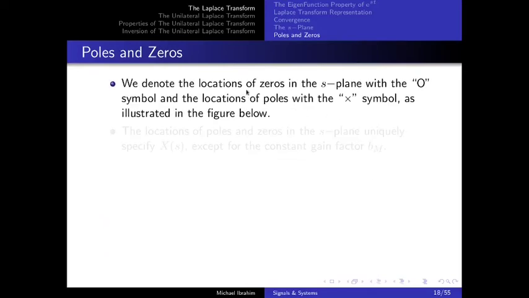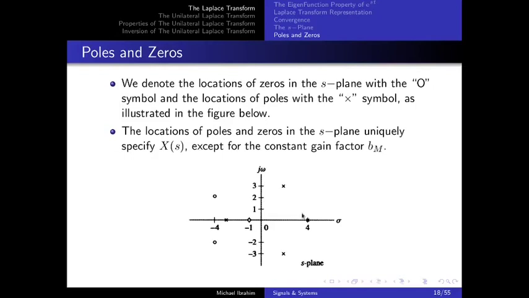We denote the location of zeros in the s-plane by an O and the location of poles by an x, as shown in the figure below. So here we have an x over here, x over here, and x over here. These x's correspond to poles, whereas this O over here, over there, and this O represents a zero.